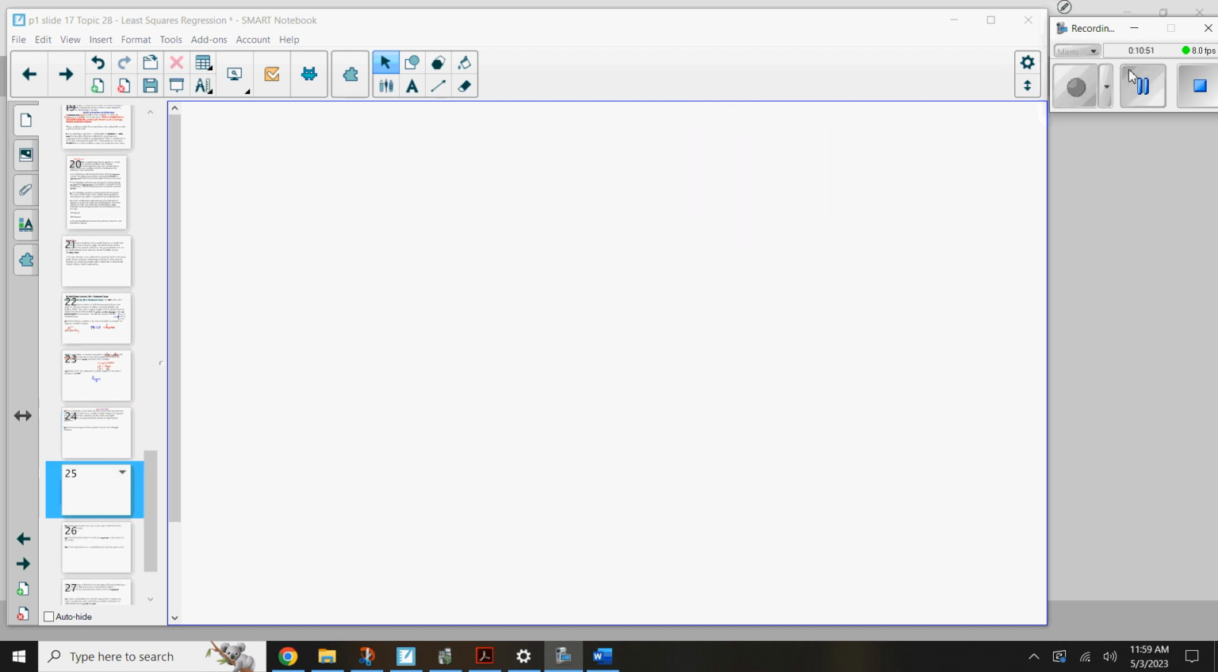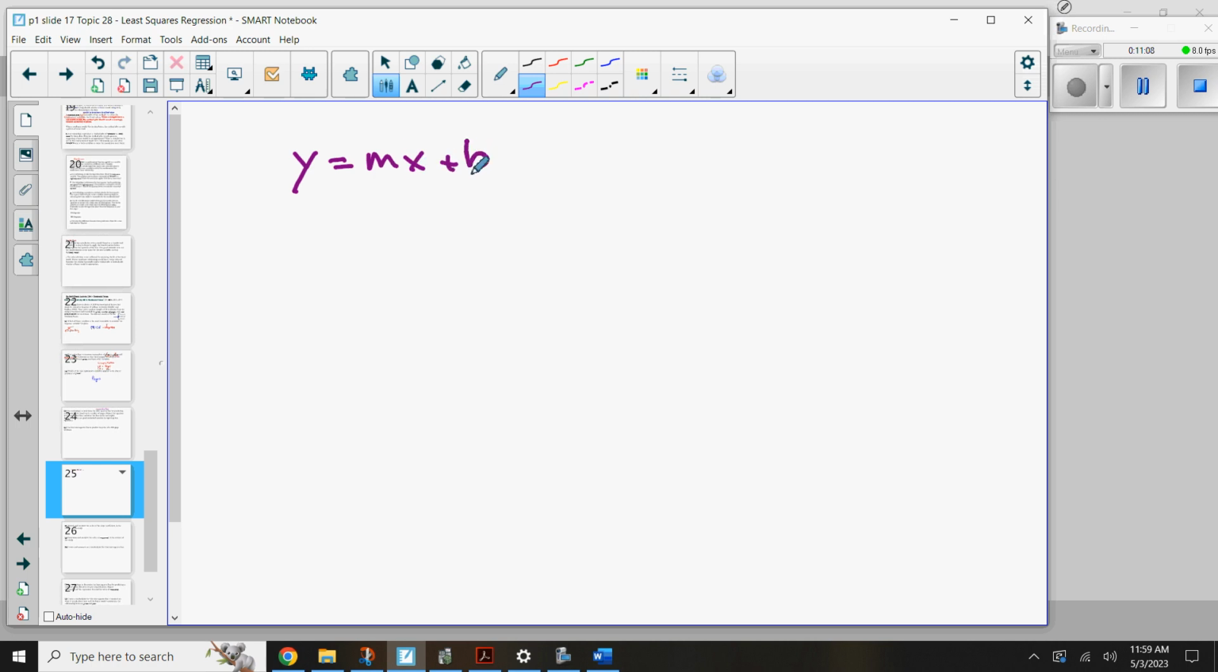Before we get into that, I just want to remind you of a couple of things about the equation of a line. We're very used to the slope-intercept form of the equation of a line from algebra, maybe a little bit of pre-algebra. y equals mx plus b, and m is the slope, and b is the y-intercept.